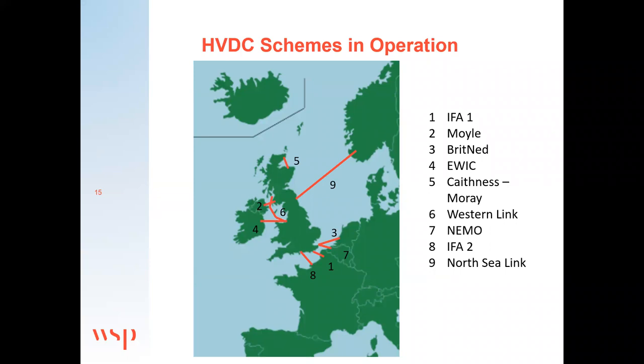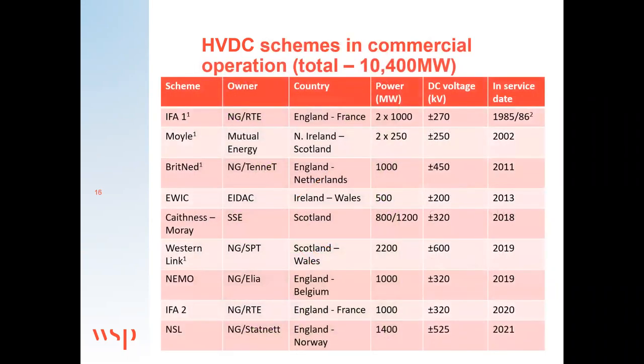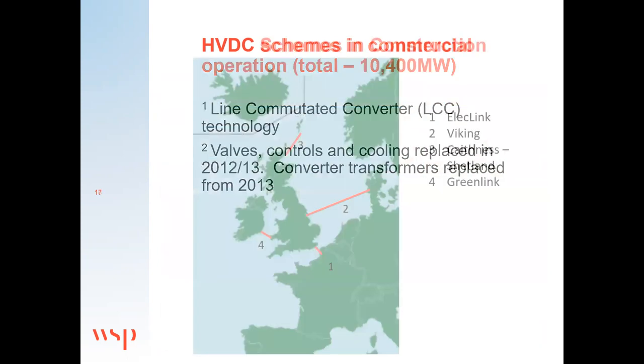So as you can see, quite busy in the UK with 9 operational schemes. And there's some details here in the scheme, but I will gloss over that. But in total, we have 10 gigawatts of operational HVDC schemes now in the UK. Okay, this I've said.